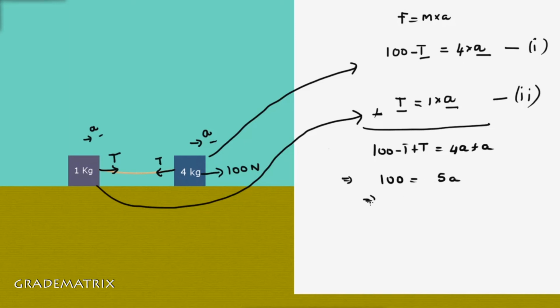So we get A equal to 20. The unit of acceleration is meter per second square. Okay, so we have 20 meters per second square as the acceleration of both the blocks. Now we also need to find T. So from this equation we can find out T. So we got T equal to 1 into A. So that is 20 newtons. Tension is a force, so we are writing the unit in newtons. So this is how we solve this problem.